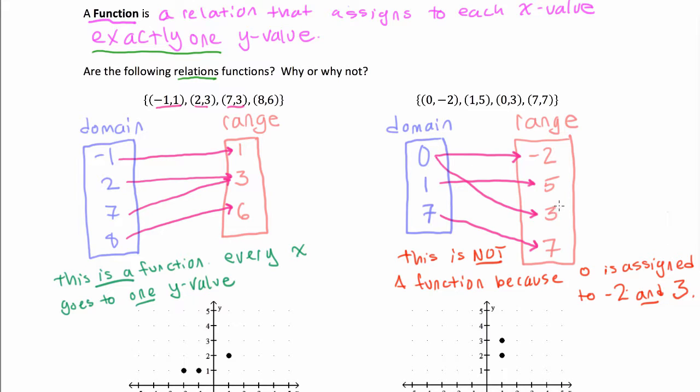You don't want to get up for work and maybe you're going to end up at the Mall of America, maybe you're going to end up in, I don't know, downtown St. Paul. So you want these domain elements to go to exactly one thing for a function, and that turns out to be a really important idea in algebra. Predictability is kind of what functions are about.